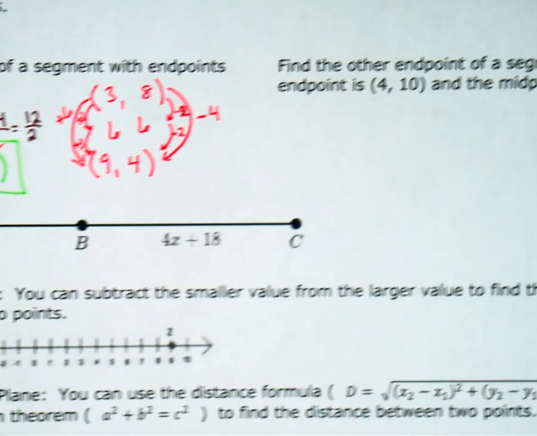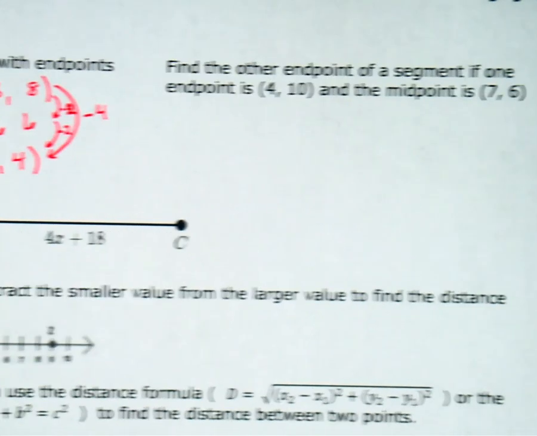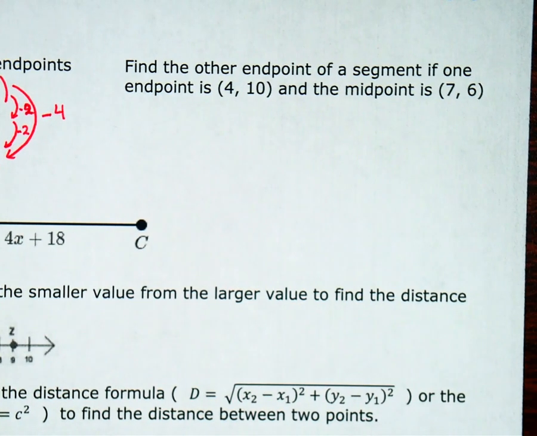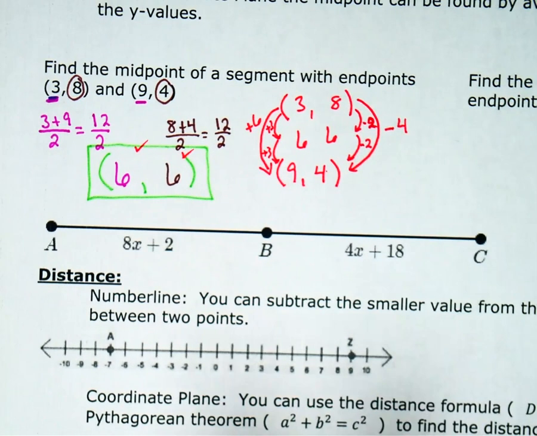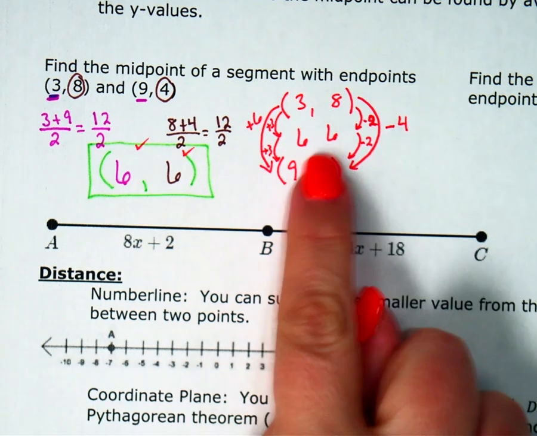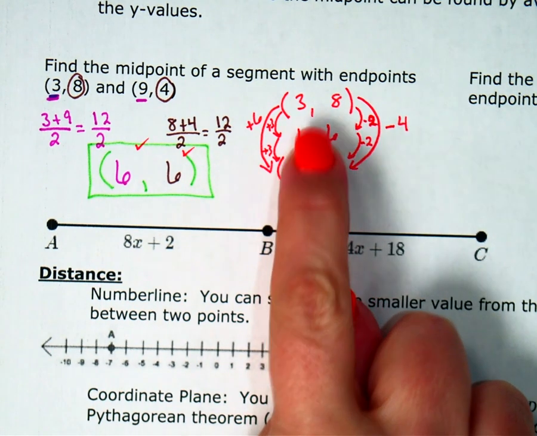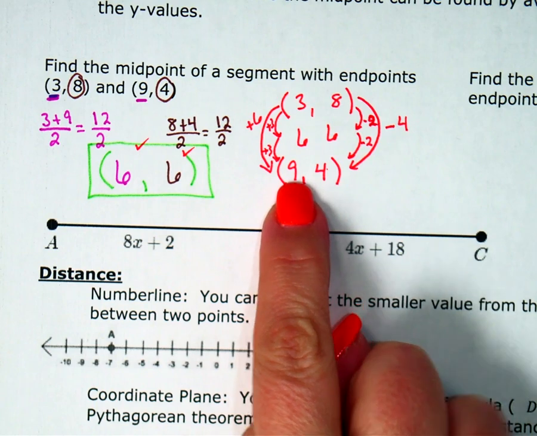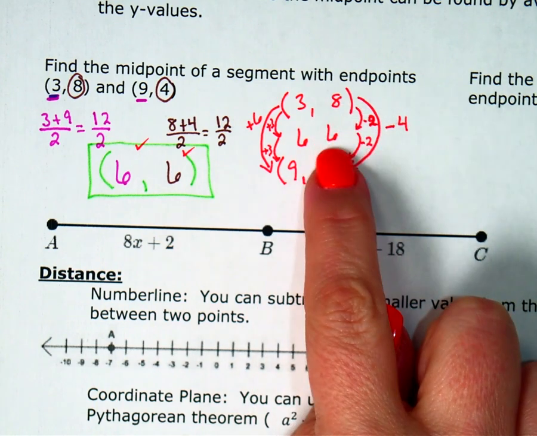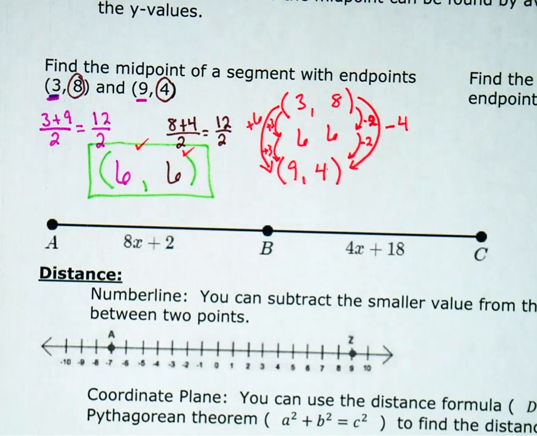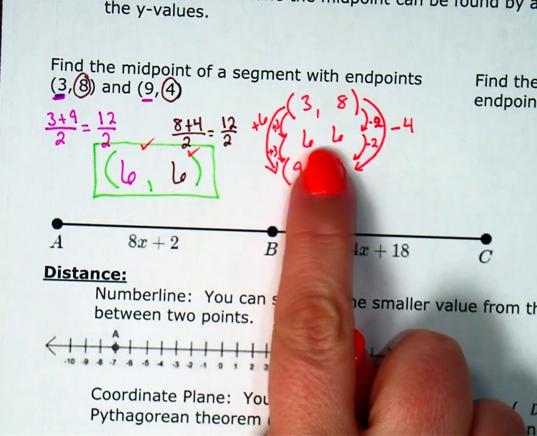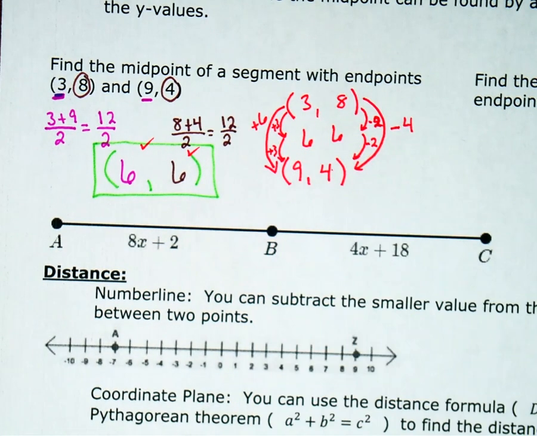Okay? On the next one, it says find the other endpoint of a segment if one endpoint is at (4, 10) and the midpoint is at (7, 6). So this one's different from the first one because the first one gave me both endpoints and said find the middle. And so I found the one that was right smack in the middle. 6 is exactly in the middle between 3 and 9. 6 is exactly in the middle between 8 and 4. And again, these aren't always the same number. It just happened to work out that way for this one.